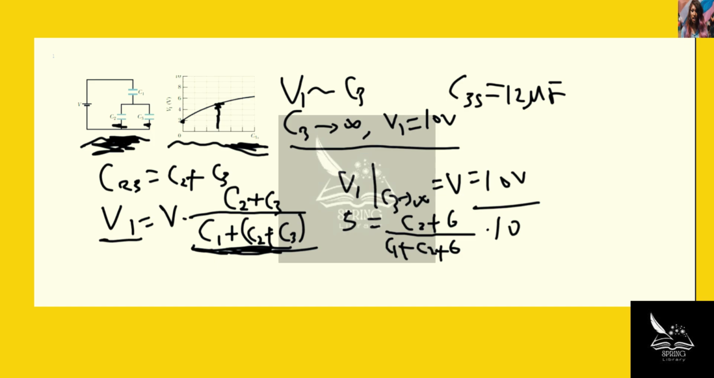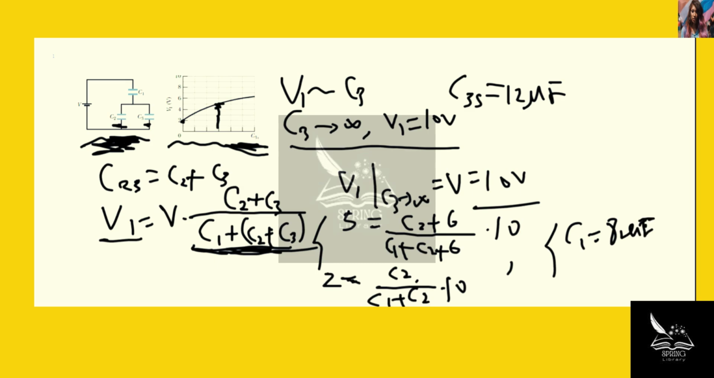And for the second equation, we can look at this point. At that point, C3 is 0, so we have 2 equal to C2 over (C1 plus C2) times 10. So we have these two equations, right? We have two independent equations and two unknown variables, C1 and C2. So we can solve for C1 and C2 from these two equations, and you can obtain C1 is 8 microfarads, and C2 is 2 microfarads.